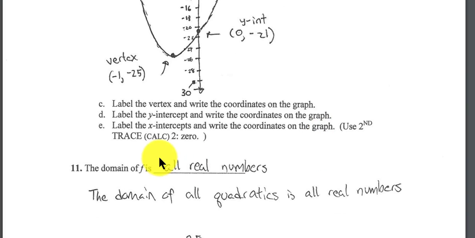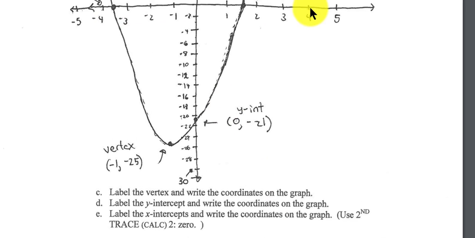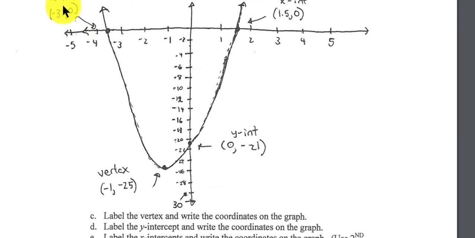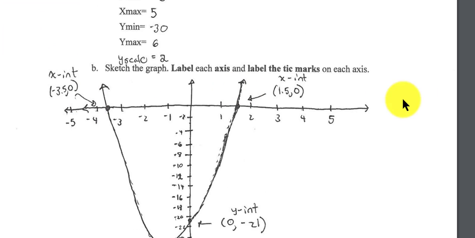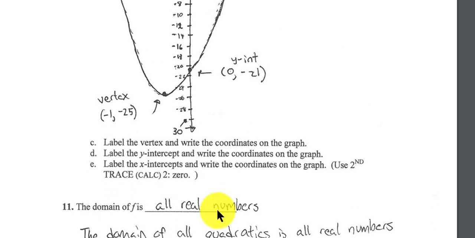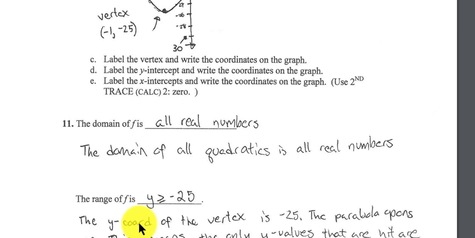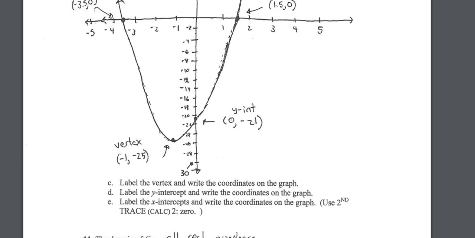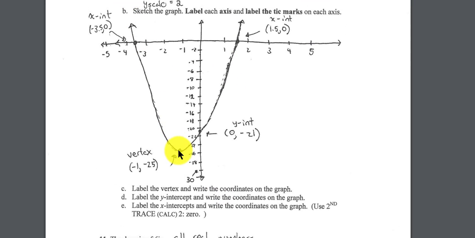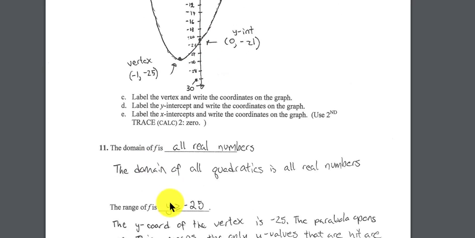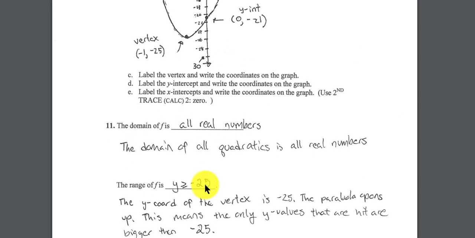Okay? The domain of the function is all real numbers, right? So the value of x goes in the negative direction and positive direction to infinity. So x can be any value, so the domain is all real numbers. But the range, y goes up to positive infinity, but y never gets any lower than -25, right? Because my parabola goes down to -25 and then goes back up. We never go below -25, so the value of y is greater than or equal to -25.